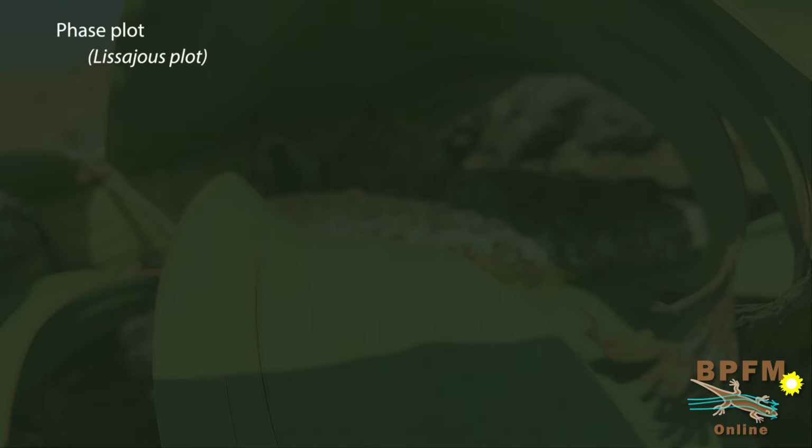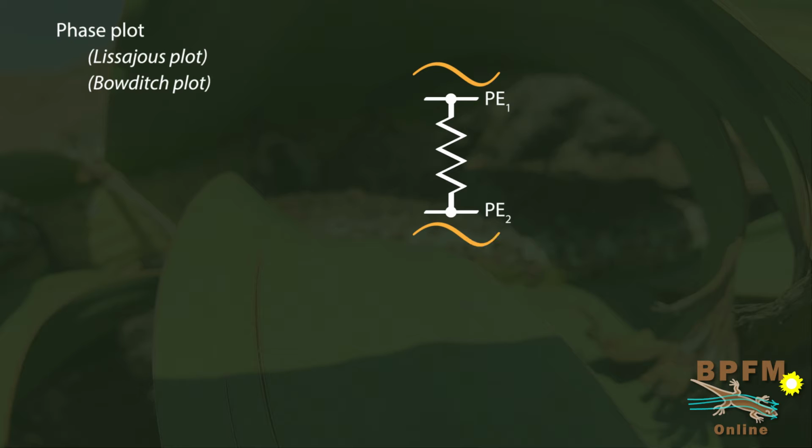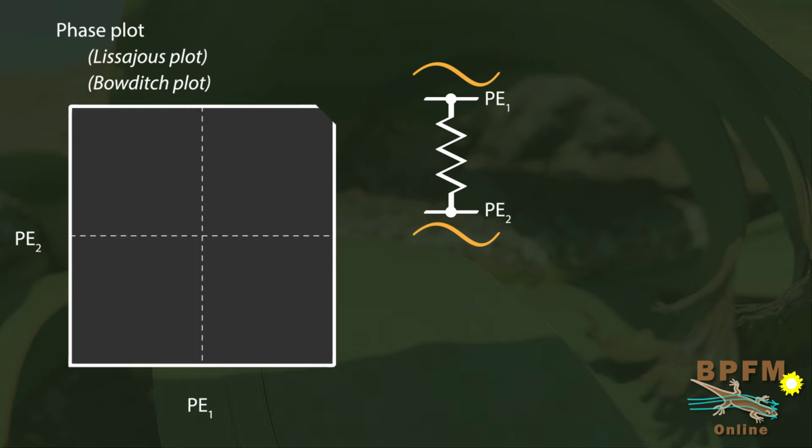One of the simplest is called a phase plot, which also goes by the name of a Lissajous plot or a Bowditch plot. Let's start with a simple circuit consisting of a resistance that spans 2 potential energies, PE1 and PE2, both of which vary with time. Energy flow across the resistor varies with the varying potential energy. The phase plot consists of plotting one potential energy against the other, in this case potential energy 1 and potential energy 2. Note that we've eliminated the time dimension here.